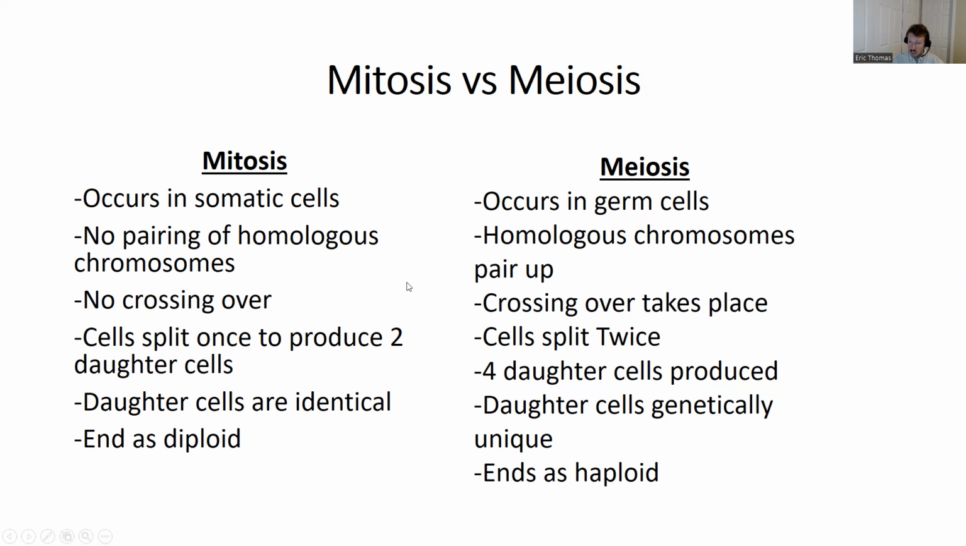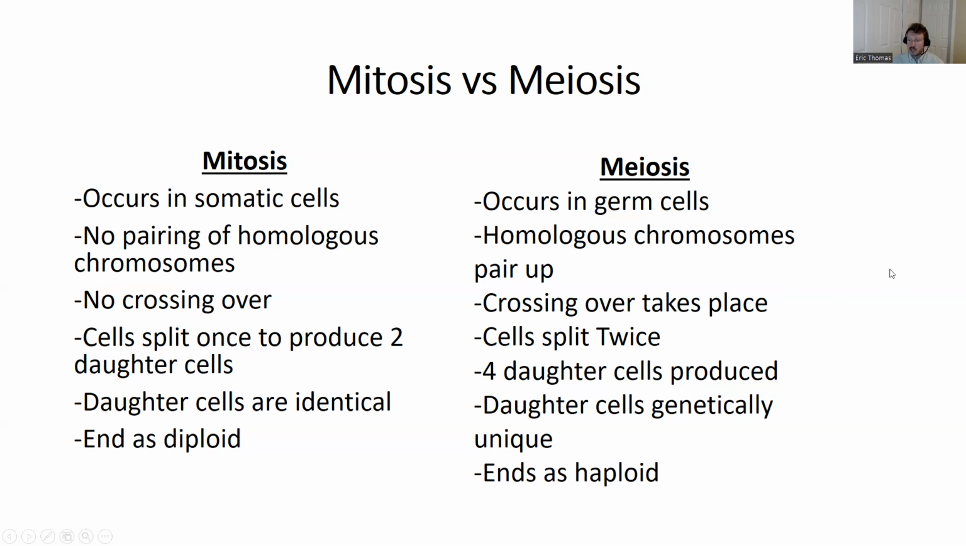Meiosis occurs in the germ cells. Homologous chromosomes do pair up. Crossing over does take place. The cells split twice, once in meiosis 1, again in meiosis 2. Ultimately, 4 daughter cells are produced. They're genetically unique to one another, and all of those daughter cells can be described as haploid, i.e. having half the total number of chromosomes that a somatic cell in humans has. So I think this is a good overarching view of what the differences are between these two processes.